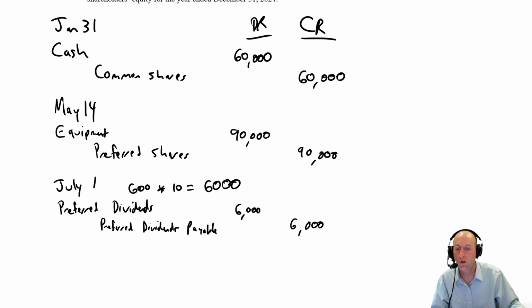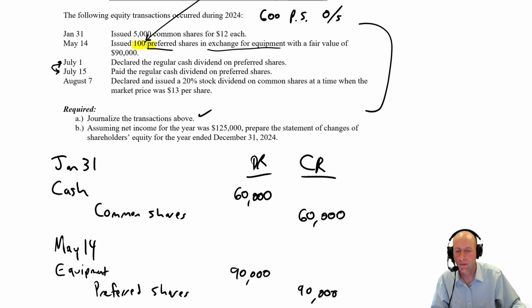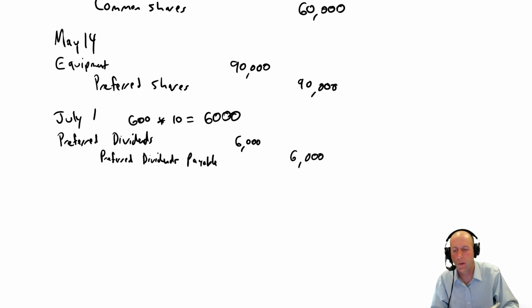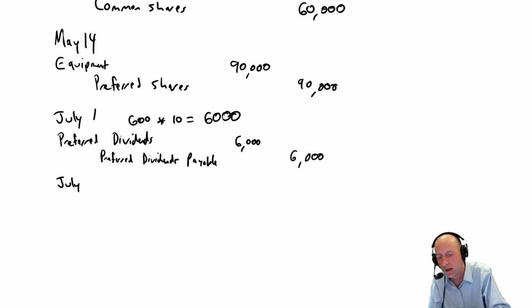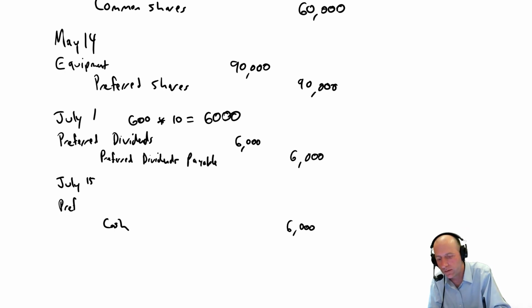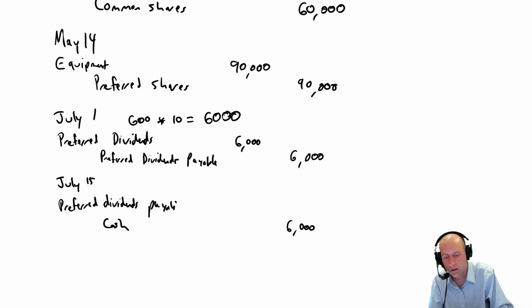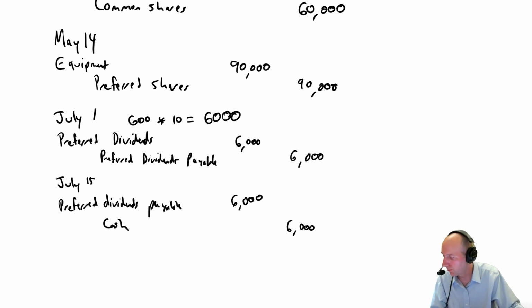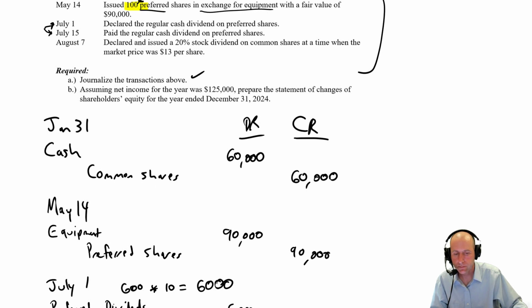Okay, so that was July the 1st. July the 15th, paid the dividend. So this is just paying a payable, right? We've declared the dividend. It is payable. Now we're going to pay it. Credit cash, $6,000. Debit preferred dividends payable. Because they're not payable anymore. They have been paid.